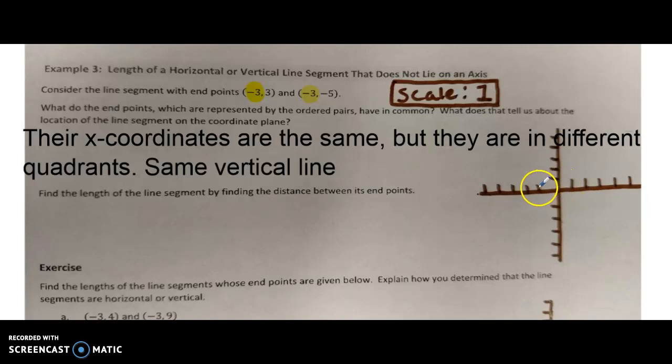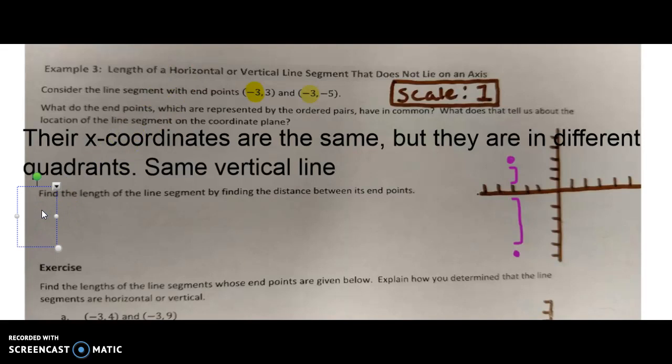So -3, I'm going to go left of the origin, 1, 2, 3, -3. Now I'm going to go up 3. So that's (-3, 3). But I also know that my other point is at (-3, -5). So I have to count down 1, 2, 3, 4, 5, all the way down here. So now I need to find the distance between both points and 0. So since they're in different quadrants, I'm going to add that difference.